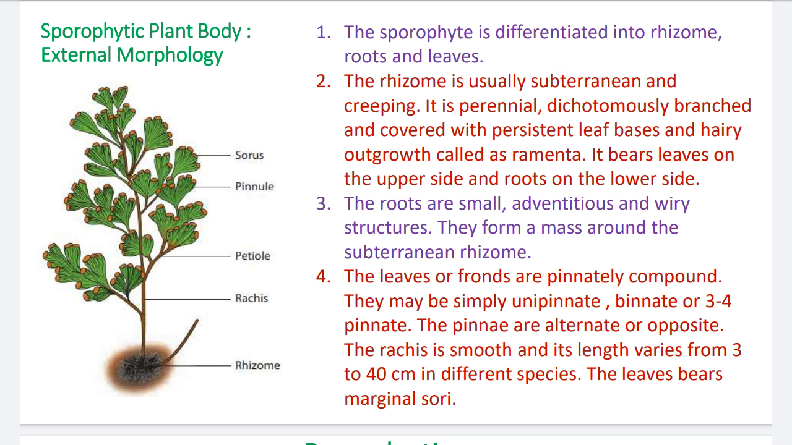The rachis is smooth. The rachis is the centrally located axis of the leaves, and its length varies from 3 to 40 centimeters in different species. The leaves bear marginal sori. Toward the margin of the leaves, many sori are developed. You see in the diagram, at the margin of the leaves, the sori are developed, and these sori are nothing but groups of sporangia, and sporangia produce the spores.